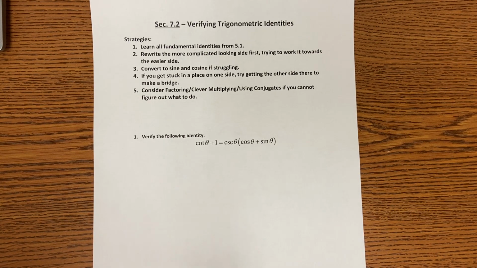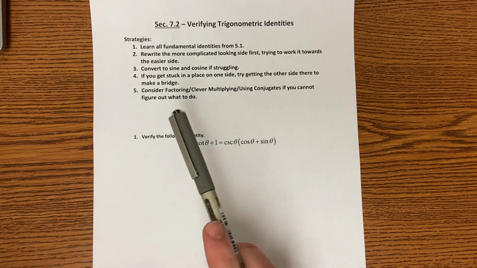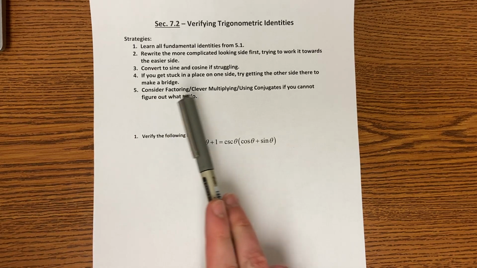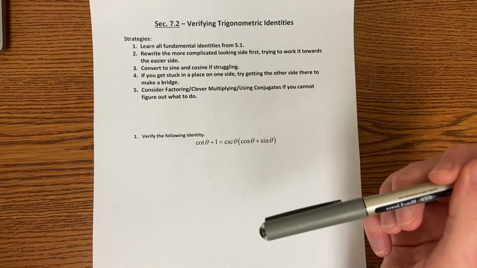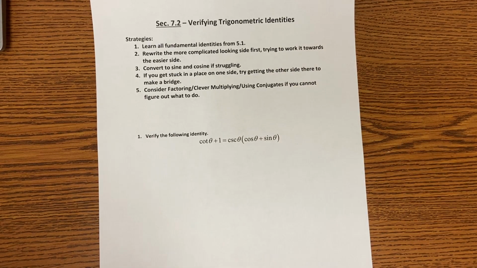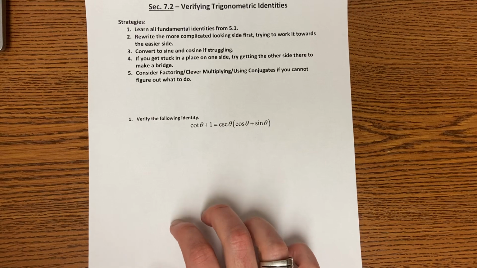Generally speaking, your starting strategy should be use the identities. I like to start with the more complicated looking side to get it to more of the simpler side because it's easier to cancel out things than introduce them. That's really step 5. And if you get stuck on one side, try working the other side. And then finally, sometimes you have to consider factoring things out, cleverly multiplying by 1, where you make the numerator and denominator the same, using conjugates, cleverly adding 0.